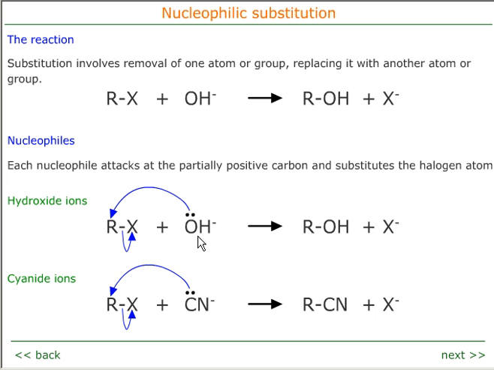Examples: when hydroxide ions attack a haloalkane, we get an alcohol and a halide ion. When a cyanide ion attacks a haloalkane, we get a nitrile and a halide ion.